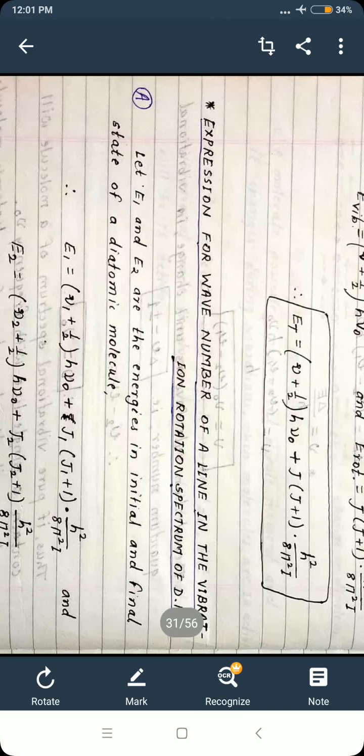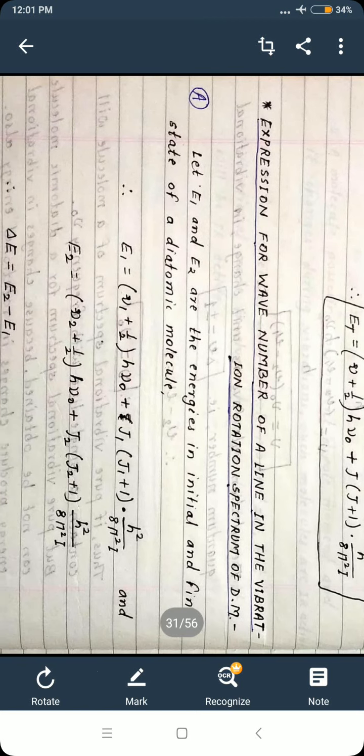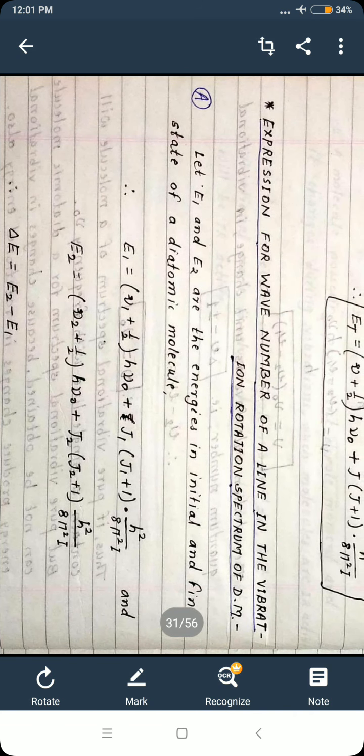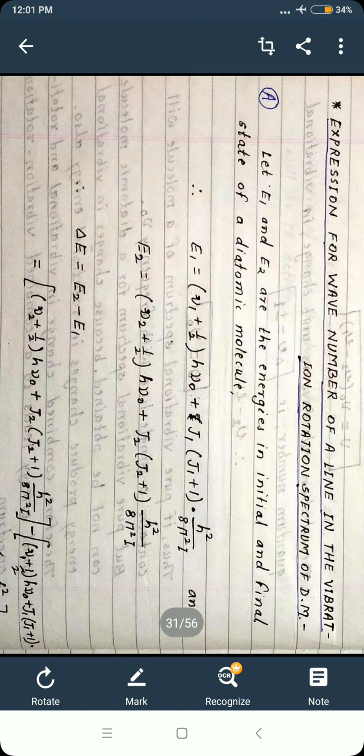Consider E1 is the energy in the initial state and E2 in the final state. Therefore, from the above equation for E total, we write the energy of the molecule in the E1 state and E2 state. For E1, the equation is (v1 plus half) h nu 0 plus J1(J1 plus 1) h square upon 8 pi square I. And for the E2 state, (v2 plus half) h nu 0 plus J2(J2 plus 1) h square upon 8 pi square I. Then consider the change in energy during excitation, that is delta E is equal to E2 minus E1.